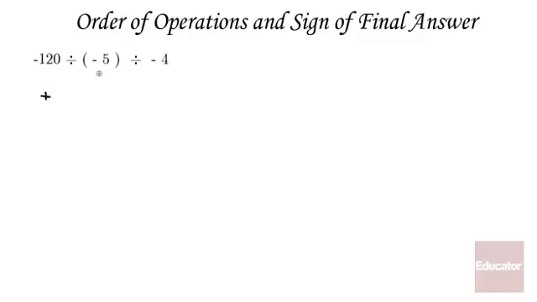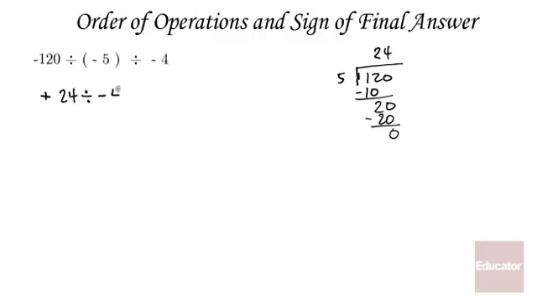120 divided by 5. So let's come to this side, do our division problem. 5 will go into 12 2 times, giving us 10, and 5 will go into 20 4 times. So first off, I start off with a positive 24. I'm going to bring down what I haven't used yet, which is dividing by negative 4. Lastly, a positive divided by negative will give me a negative. 24 divided by 4 is 6. So this is called using the order of operations, just moving left to right and performing the operations in the correct order.